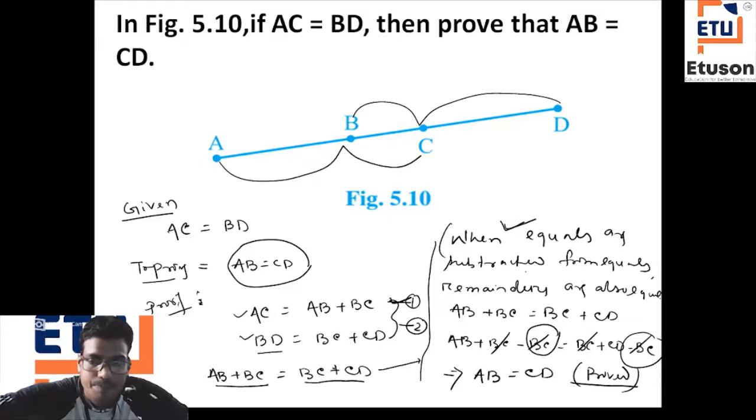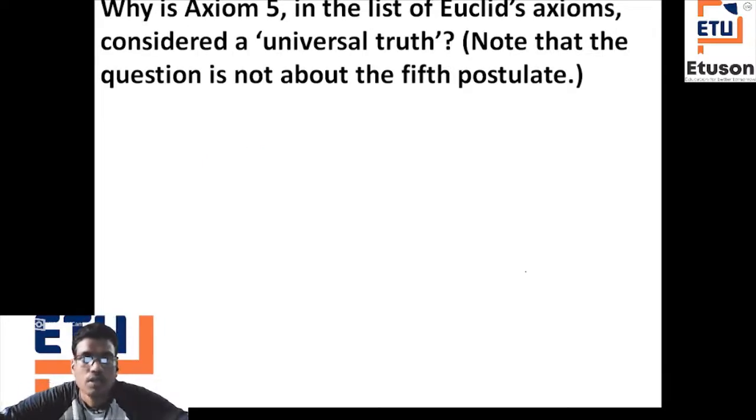Okay, next let's see. Why is axiom 5? पता है ना एक्जियम 5 क्या था? नहीं था? अच्छा, अगर याद है तो ठीक है, otherwise I will tell you. In the list of Euclid's axioms, why is axiom 5 considered a universal truth? Note that the question is not about the fifth postulate. Okay. ये आपका particularly यही statement आपको एज ए क्वेश्चन 5.1 में लिखा गया है, right? Okay, let me tell you what the axiom 5 is.